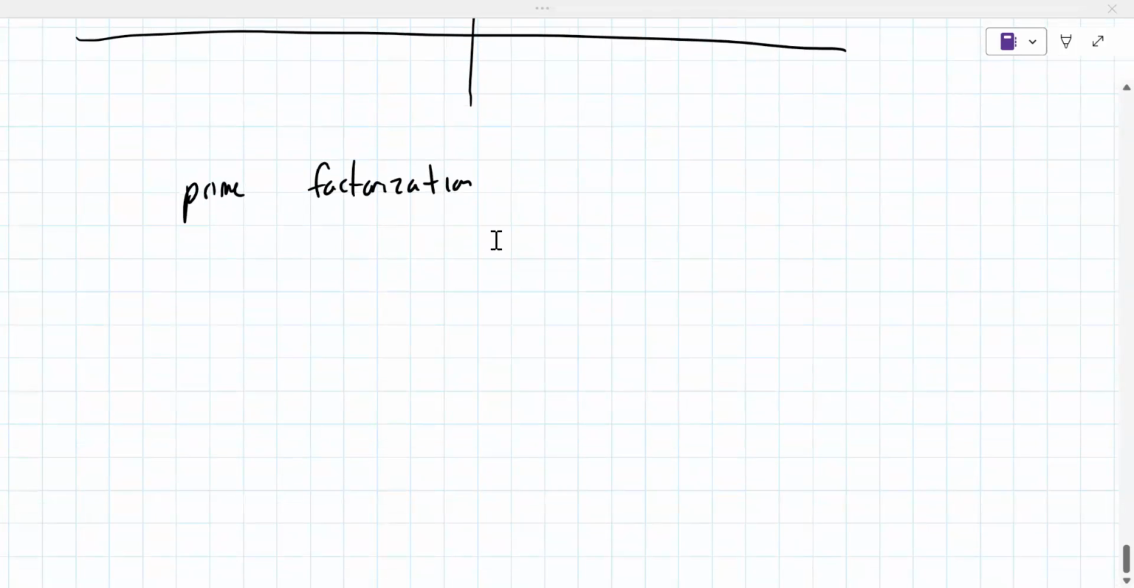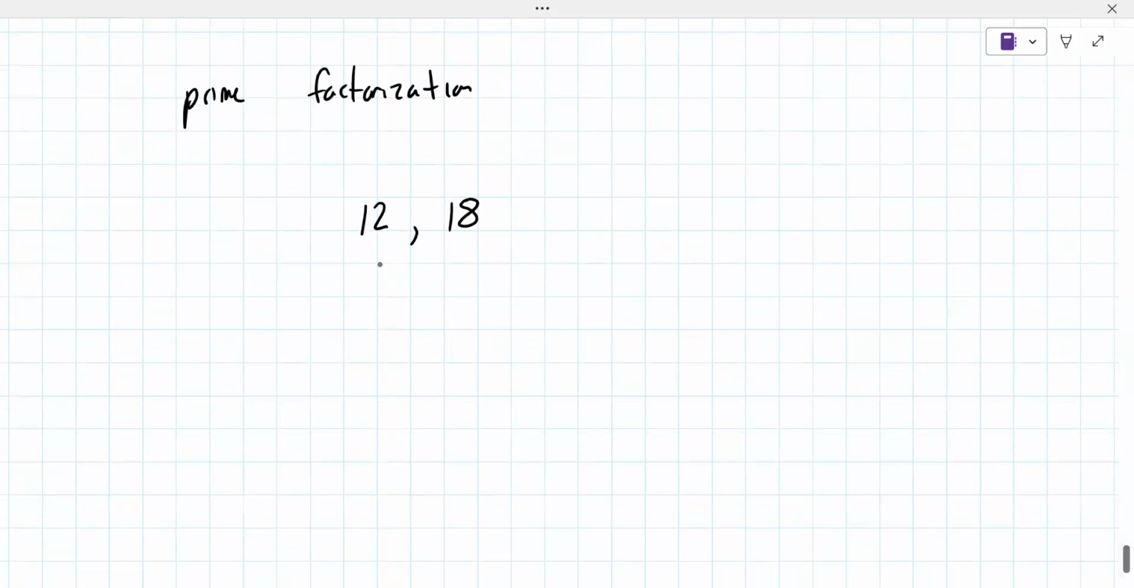So let's take a couple of numbers here. Let's say 12 and 18. First give me the prime factorization of each of these.